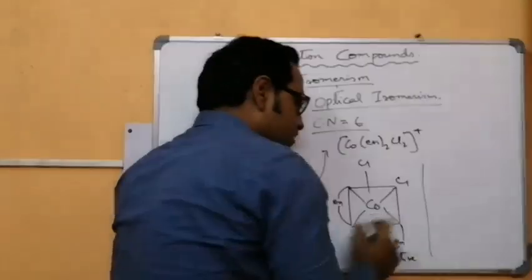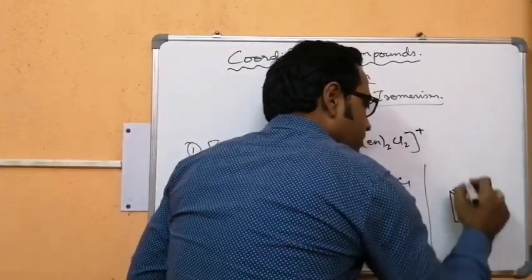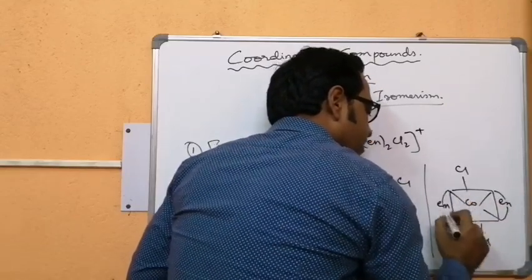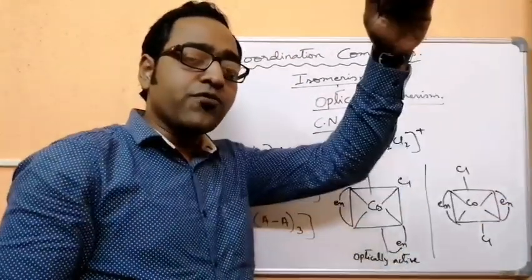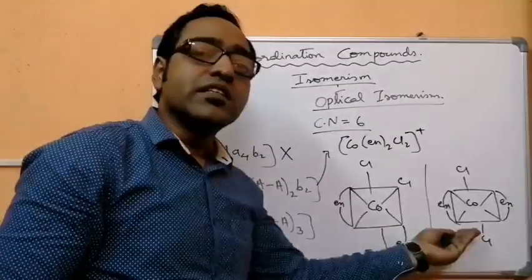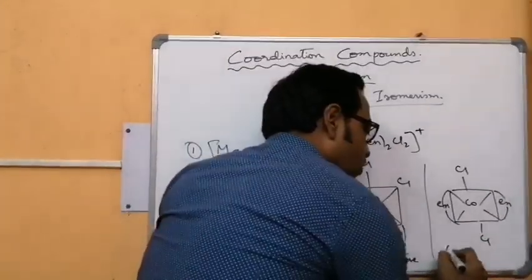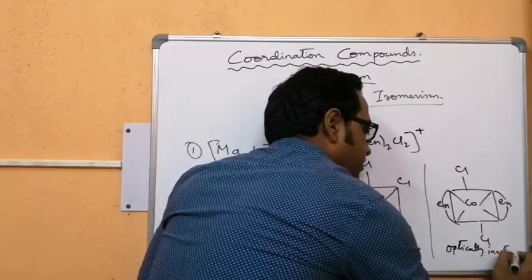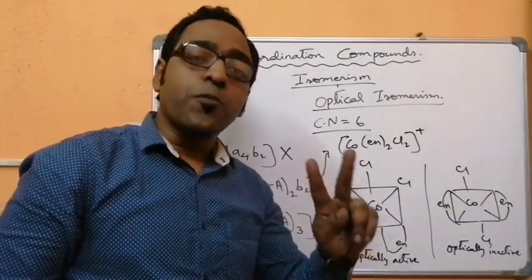Now the trans one, this one is the cis one. Co, Cl, Cl, en, en. Now as you can see, you can slice the molecule like this, and so one half of the molecule is the mirror image of the other half, and so this is optically inactive due to presence of symmetry plane.